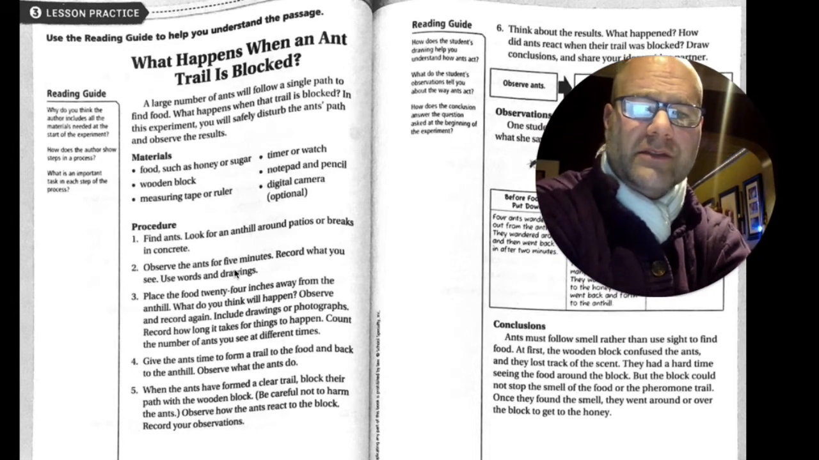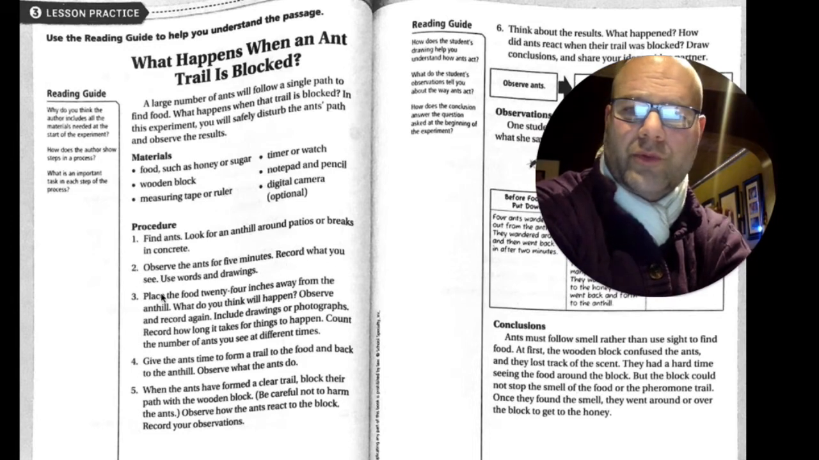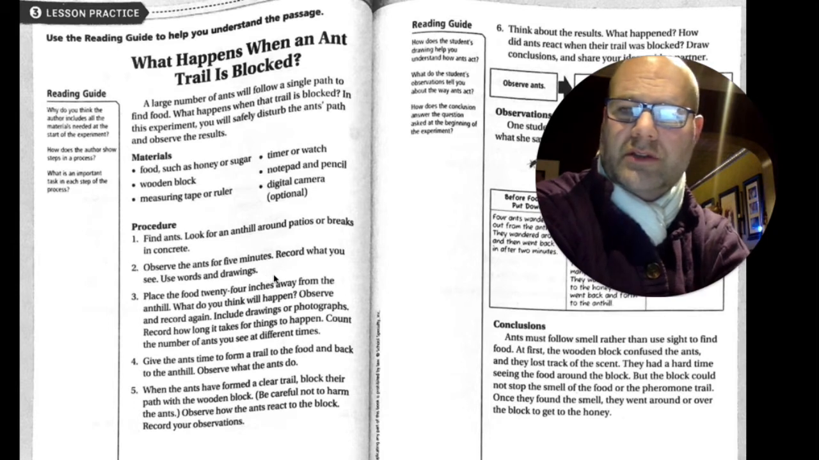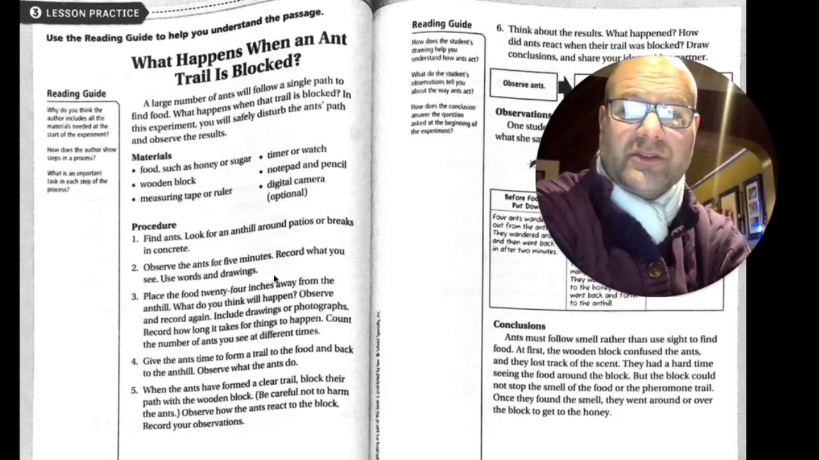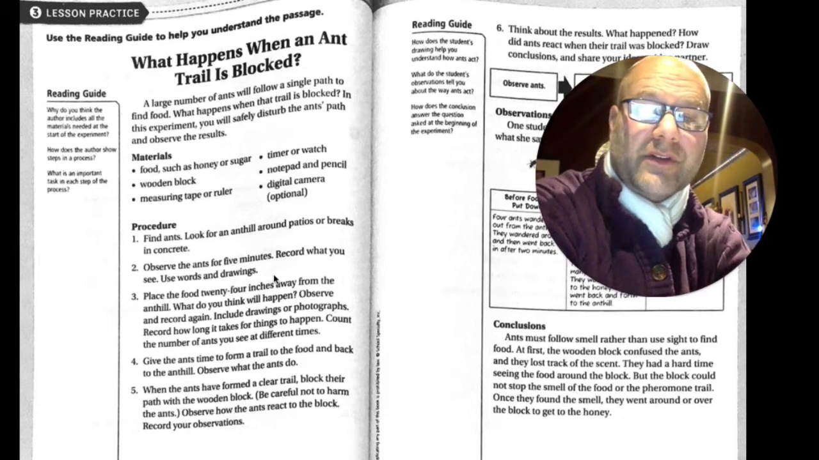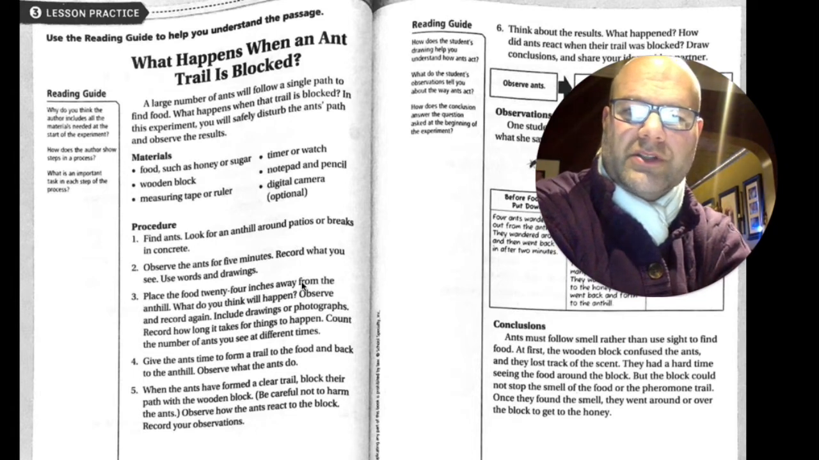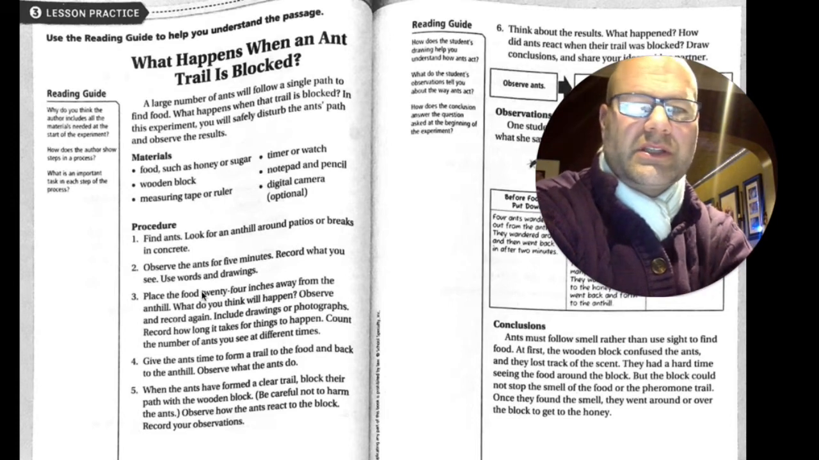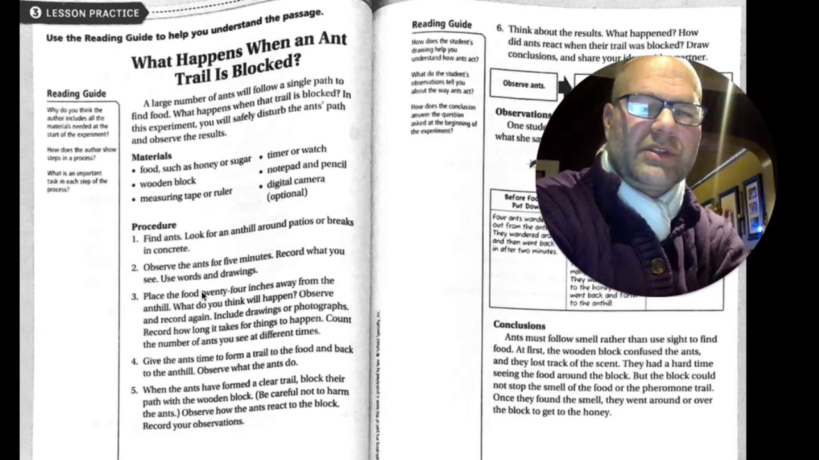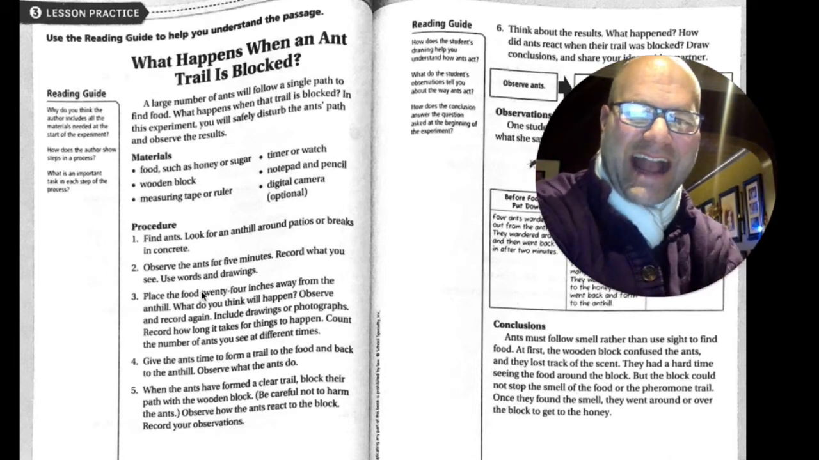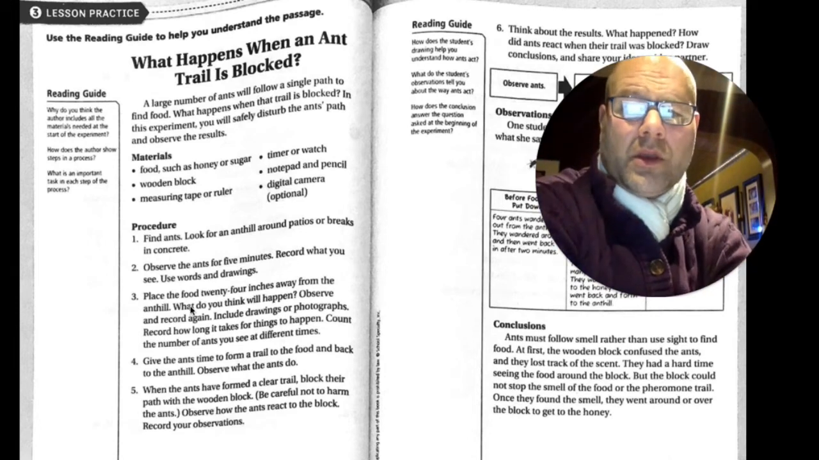Observe the ants for 5 minutes. Record what you see. Use words and drawings. Put as much detail as possible. What are they doing? How many ants are there? Place the food 24 inches away from the anthill. That's very detailed, and the reason it's so detailed is so that other people can do the same exact experiment exactly the same way. What do you think will happen?